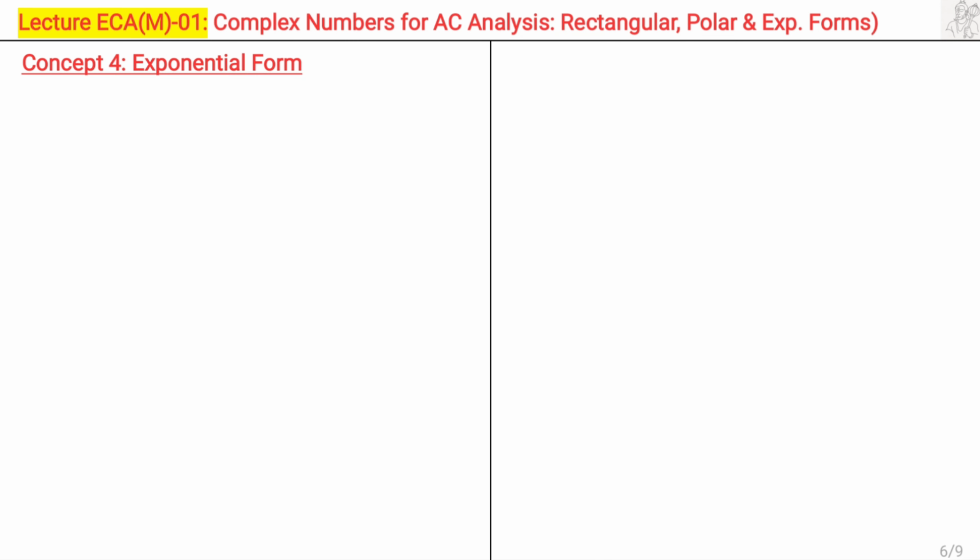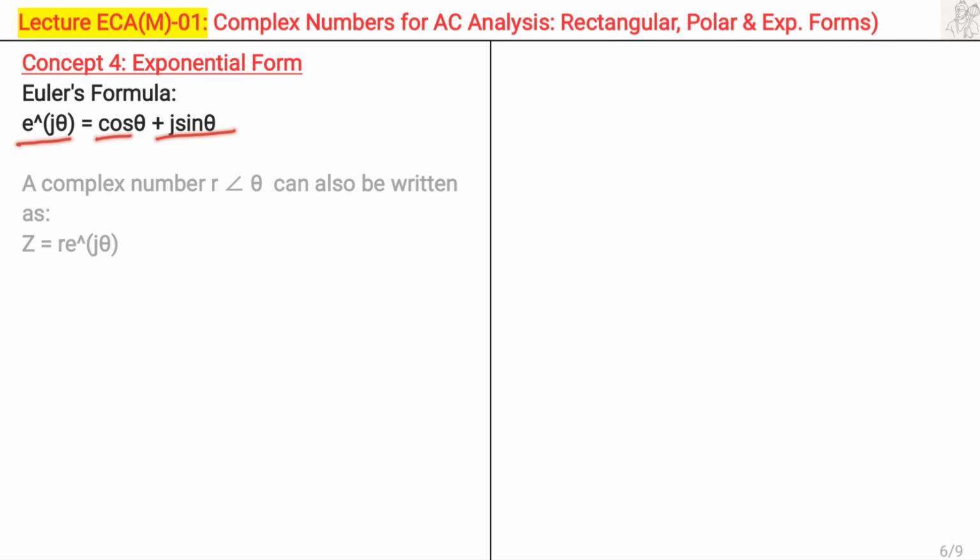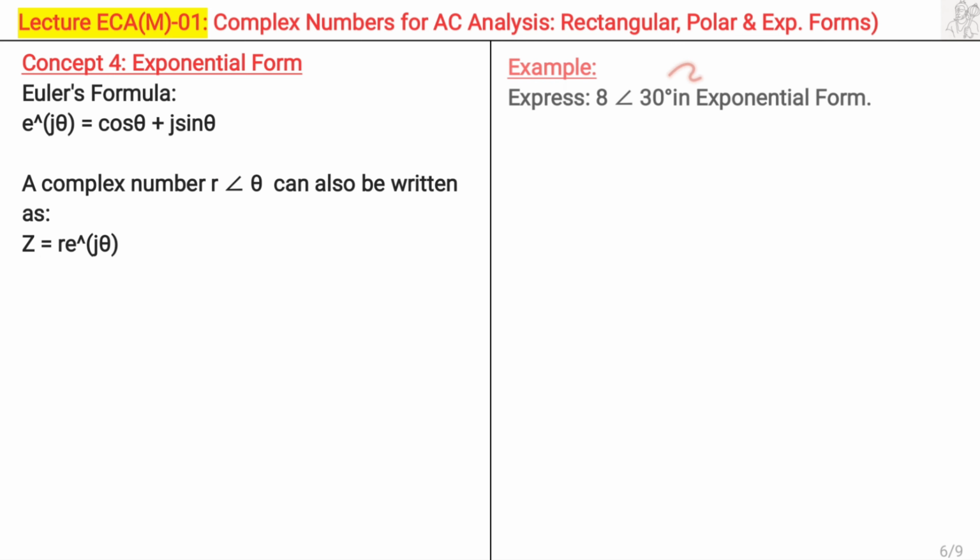Concept 4 is that of the exponential form. From Euler's formula, we know that e raised to the power j theta is cos theta plus j sin theta. So the complex number in polar form R angle theta is directly written as Z is equal to R e raised to the power j theta, and this is the exponential form. So let's see an example. Express this polar form complex number in exponential form. So the expression simply becomes 8 e raised to the power j 30 degrees.